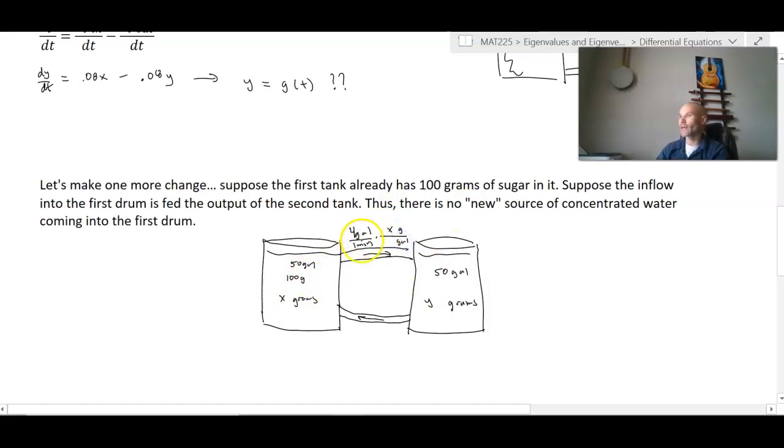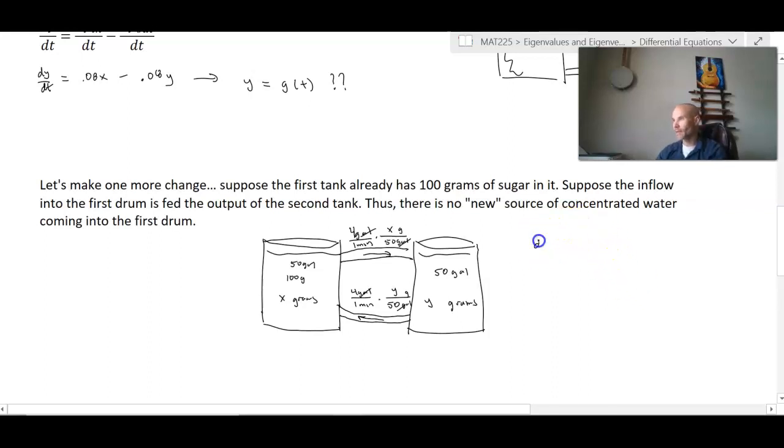And we want gallons per minute times grams per gallon so that we get grams per minute. Okay. Well, gallons, there are 50. Now, as far as what's coming in, that's what's going out of tank 2 at 4 gallons per 1 minute, multiplied by how many grams over how many gallons. Well, there are y grams in there distributed among 50 gallons, and again, our units cancel out, and we are in units of grams per minute.